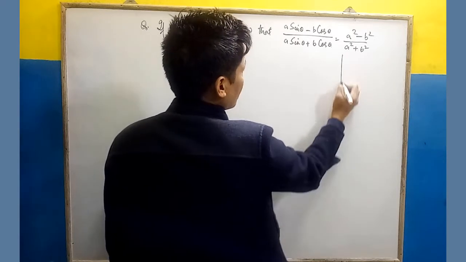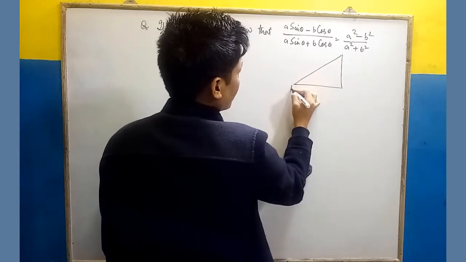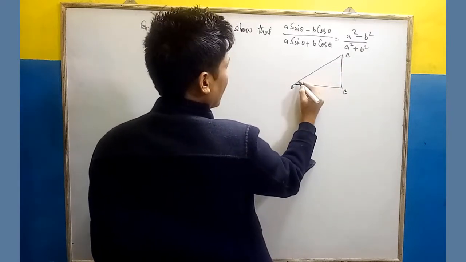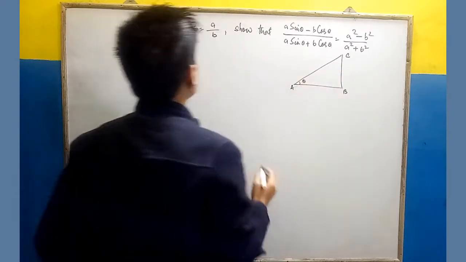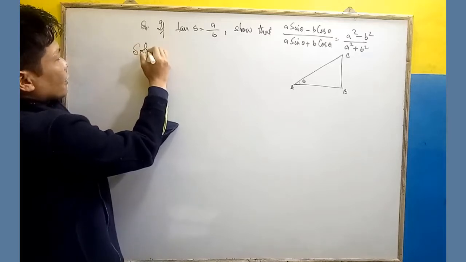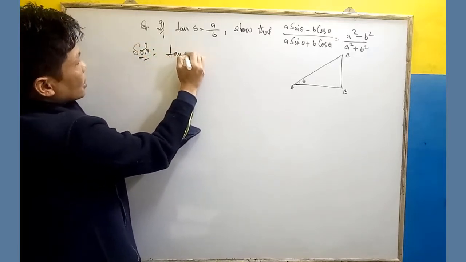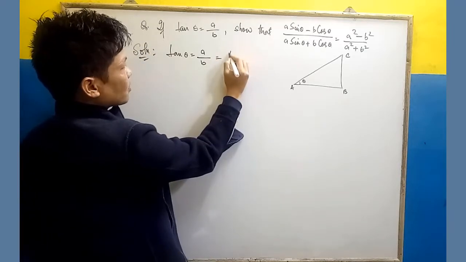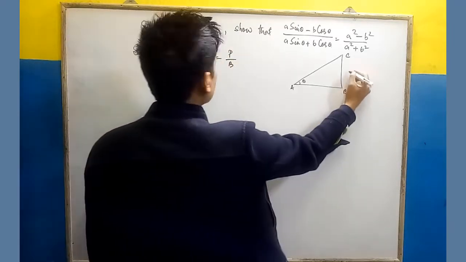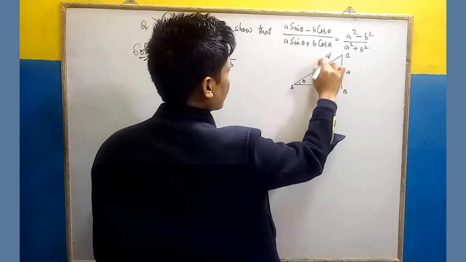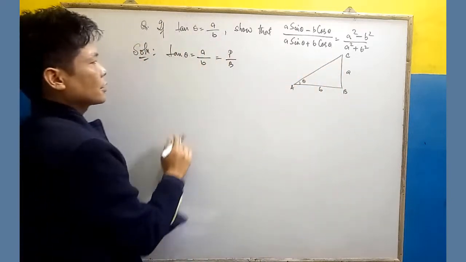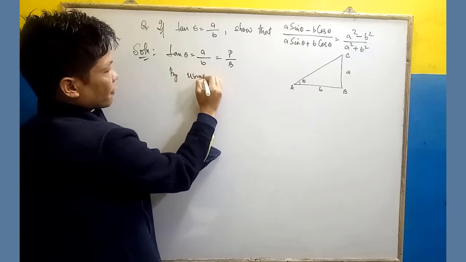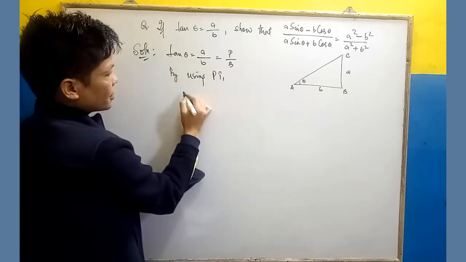So first I'll draw a right angle triangle, let's say ABC, and I'll take angle A to be theta. We have tan theta equal to A by B. So formula for tan theta is perpendicular by base. So perpendicular is A, base is B. So let's find out how much is the hypotenuse. So by using Pythagoras theorem, we can find out the value of AC.